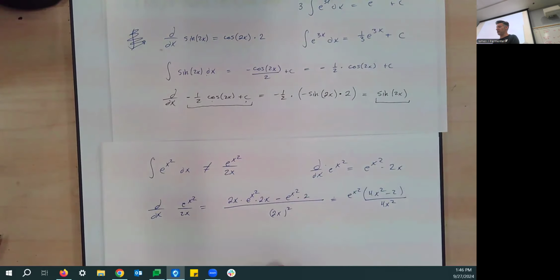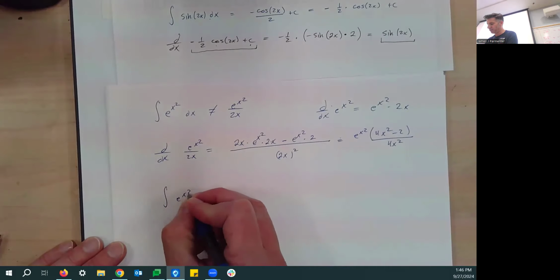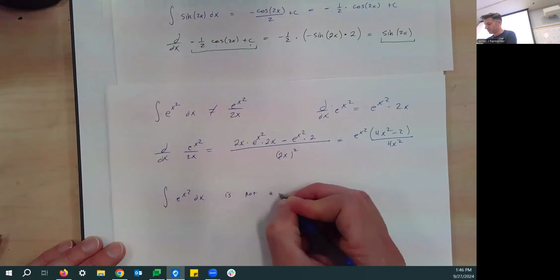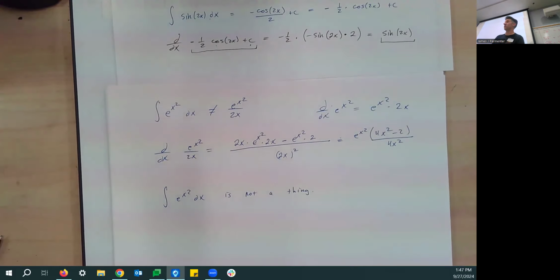Even sadder story. The antiderivative of e to the x squared is not a function that we know. Or more specifically, there isn't an antiderivative of e to the x squared, at least not a nice explicit one that you can write like sine of x or cosine of x or whatever. There just isn't. And there are lots and lots of functions that have this quality, that they just don't have an antiderivative.